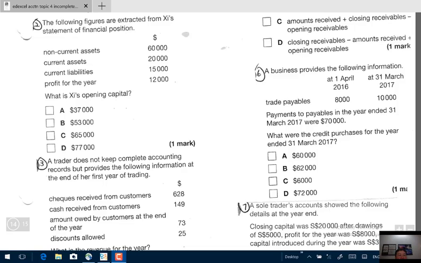Okay, let's continue doing some objective questions on this chapter called Incomplete Records in topic 4. This is for IGCSE Accounting for the Edexcel exam. This topic, Incomplete Records, is applicable to both Cambridge as well as Edexcel exams. Okay, so now let's take a look at number 2.